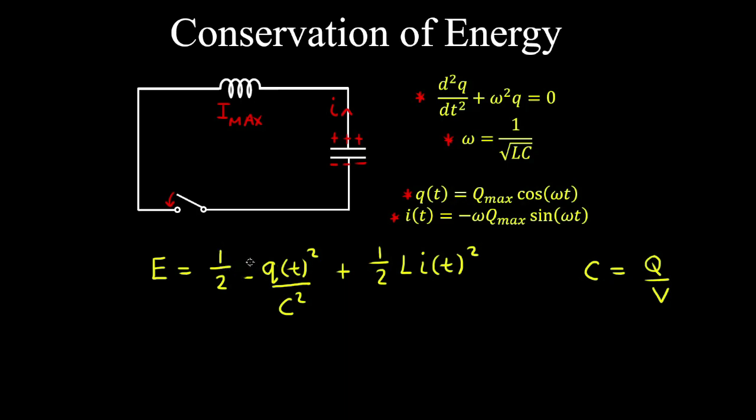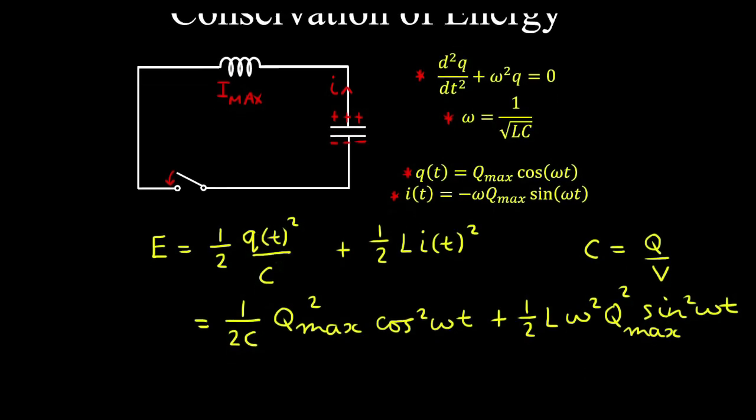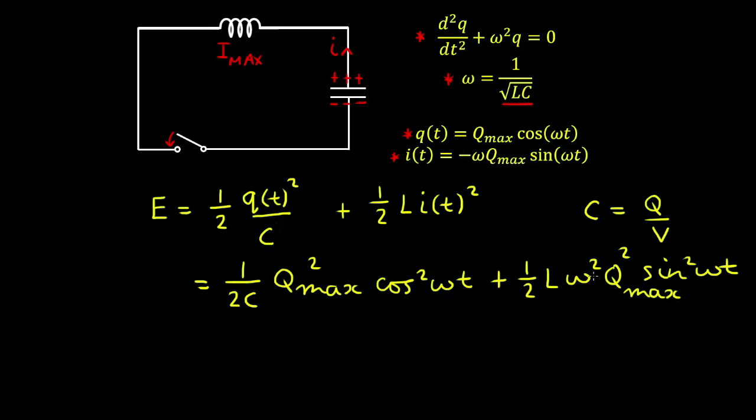So therefore we get 1/2 by Q squared on C. So we have 1 on 2C by the charge squared, so that would be Q max squared by cosine squared omega t, and plus 1/2 by the inductance by the square of the current, so that will be omega squared Q max squared by sine squared omega t. And now using the angular frequency, we can write omega squared as 1/LC. So the inductance cancels, and we obtain 1 on 2C by this expression.